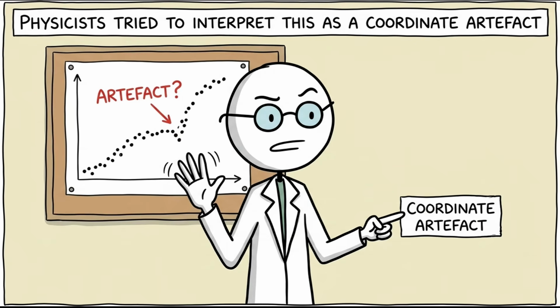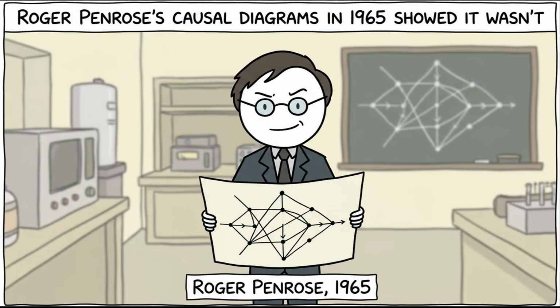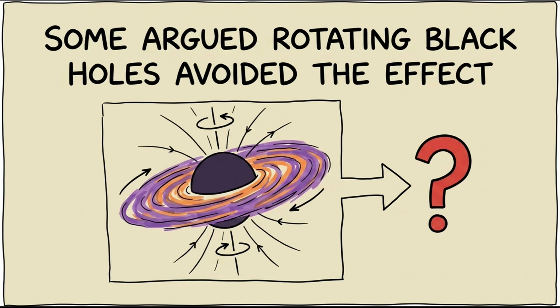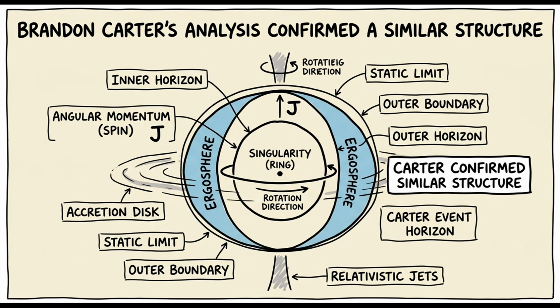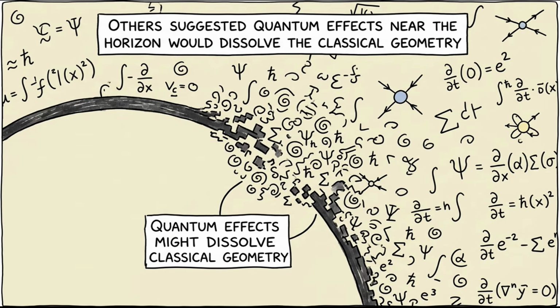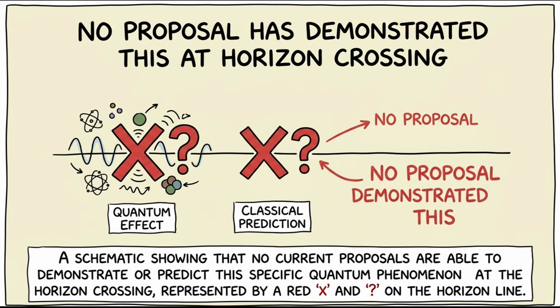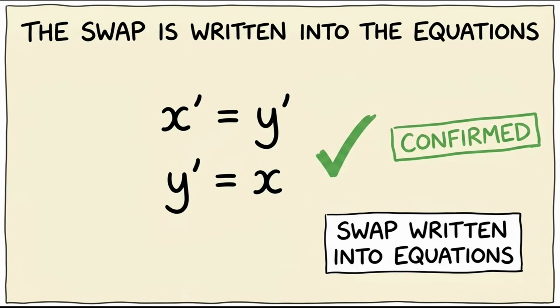Physicists tried to interpret this as a coordinate artifact. Roger Penrose's causal diagrams in 1965 showed it wasn't. Some argued rotating black holes avoided the effect. Brandon Carter's analysis of the Kerr metric confirmed a similar structure between the outer and inner horizons. Others suggested quantum effects near the horizon would dissolve the classical geometry before the swap occurred. No proposal has demonstrated this at horizon crossing. The swap is written into the equations that agree with every test we have ever performed.